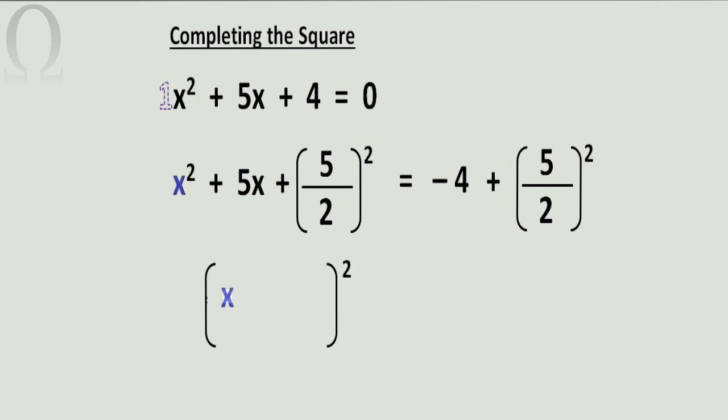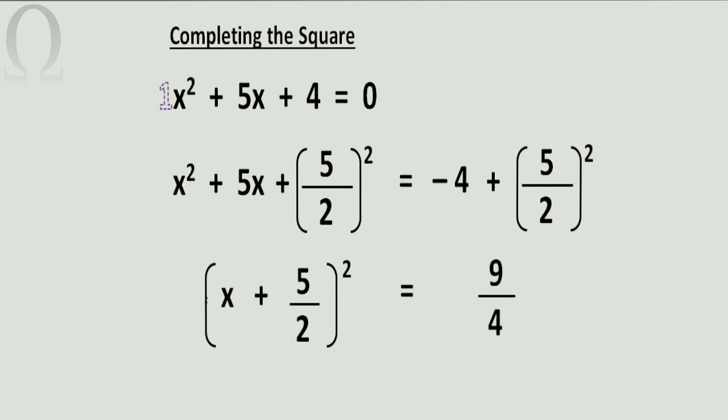The square root of x squared is x. The square root of 5 over 2, all squared, is 5 over 2. And we place a plus sign between the two terms in the brackets, since this is the sign of the middle term of the quadratic. On the right-hand side of the equation, 5 over 2, all squared, equals 25 over 4. Simplifying further on the right, we get 9 over 4.